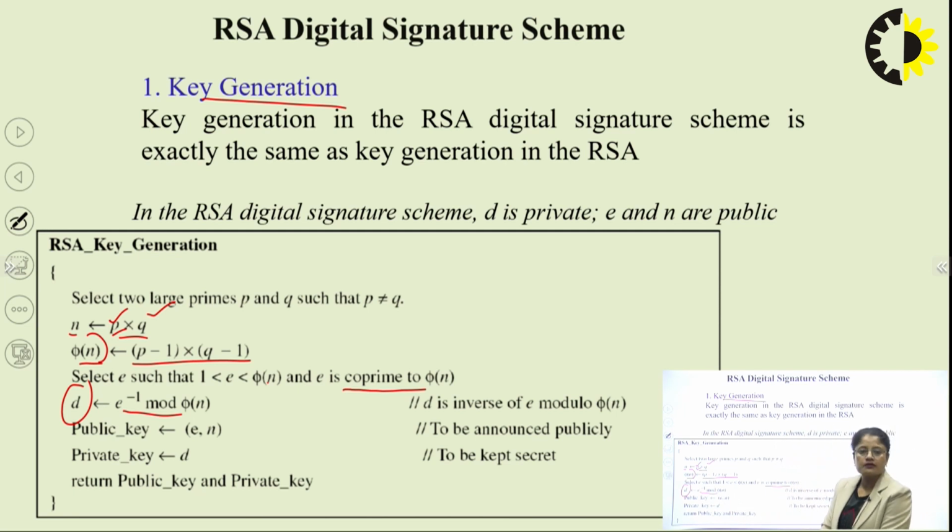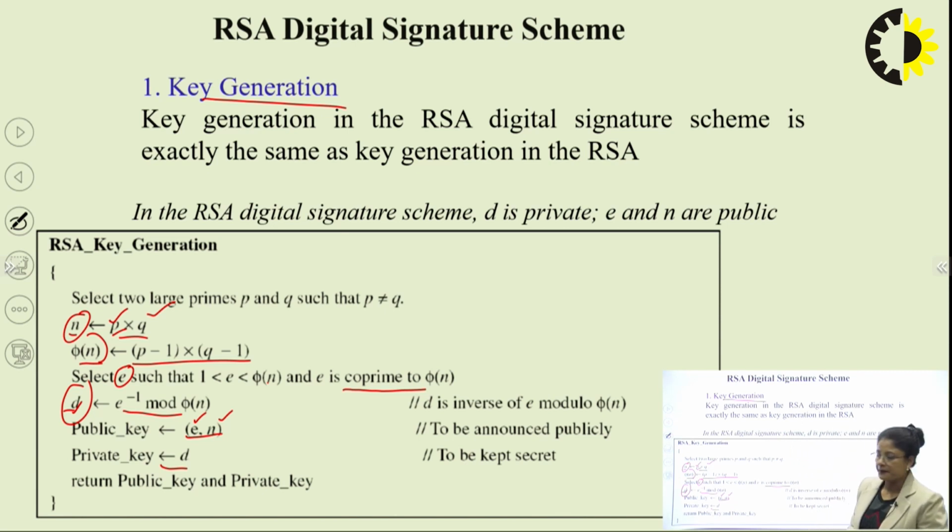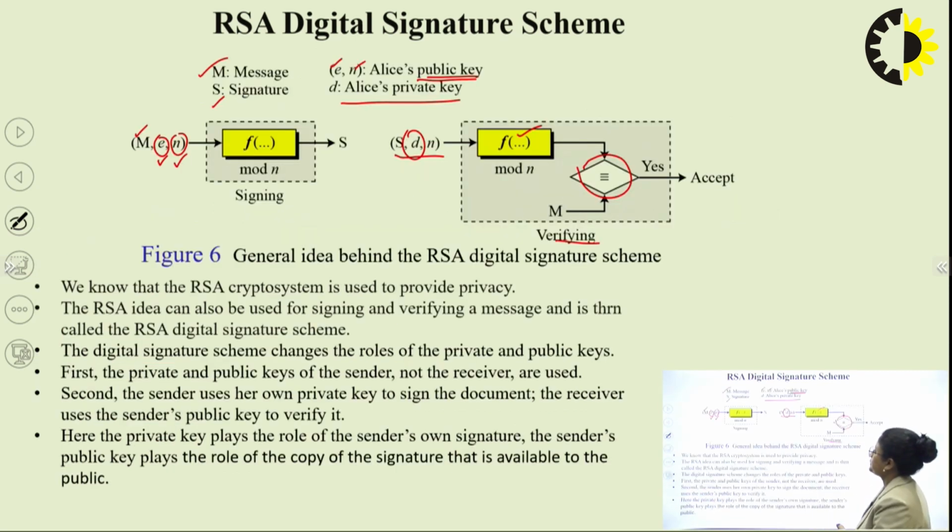There are various ways of finding multiplicative inverses. We have various algorithms, so using those algorithms, we'll find the value of D. Once these values are calculated, we consider E and N, which we already have, as the public key, and the value D is taken as the private key. Finally, we have the public key pair and the private key pair.